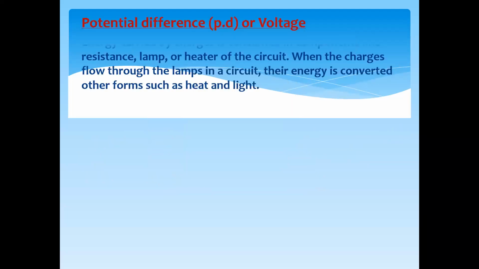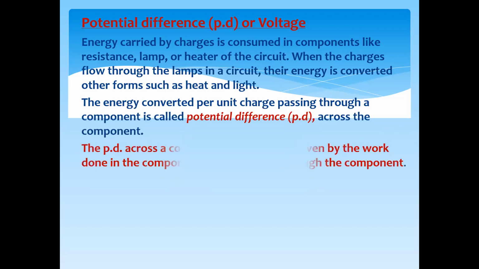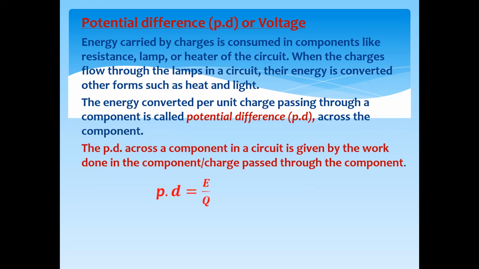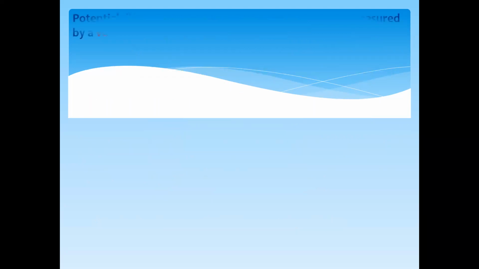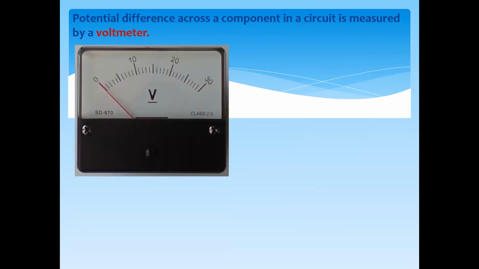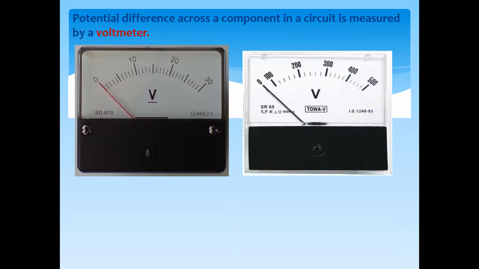So the definition: what is the potential difference? It is the energy carried by the charge that is consumed in the component like a lamp, resistor, or heater. We call that the potential difference, and it is energy divided by charge. The unit of the potential difference is also volts, or you can also say joules per coulomb. And if we want to measure the potential difference or voltage, we use a voltmeter. This is the symbol for the voltmeter, and this is how the voltmeter looks.